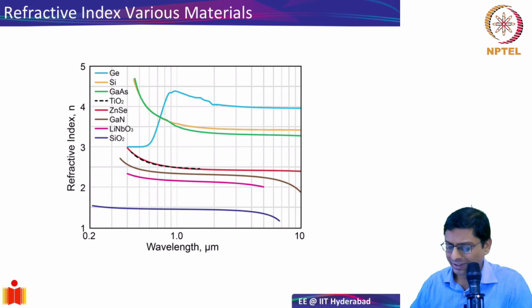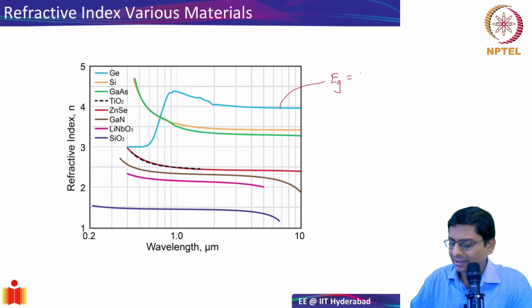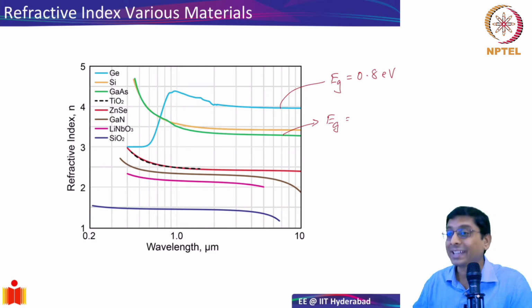So what you are seeing here is various materials and their corresponding refractive indices, and immediately you see that the refractive index shows a variation. Okay, it depends on the material. There are some materials where it's more or less constant, and then some others where it is not. Now, for example, on the top here, the blue is germanium. The green is gallium arsenide. Germanium has a band gap of 0.8 eV, and gallium arsenide has a band gap of 1.42 eV.